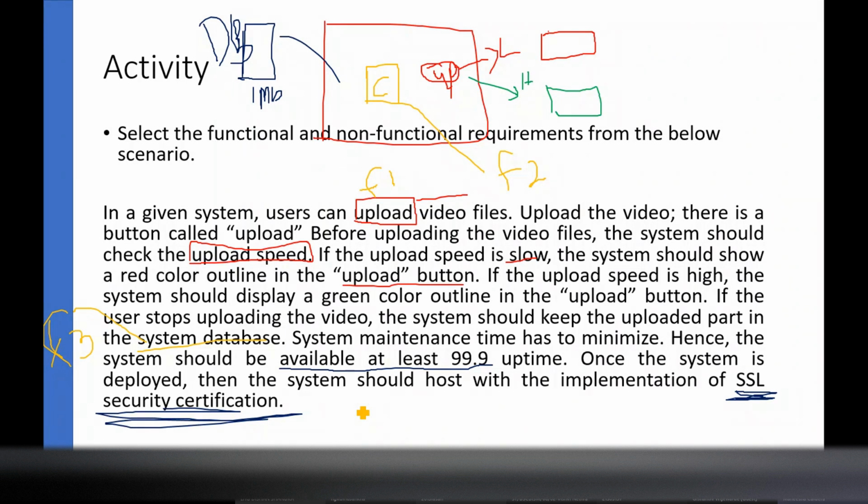Now how many functional requirements have I figured out? 3 functional requirements. First, the system should facilitate uploading the file. Functional requirement number 2, the system should facilitate the end user to cancel the upload. Functional requirement number 3, the system should store each and every video file part once it starts uploading.